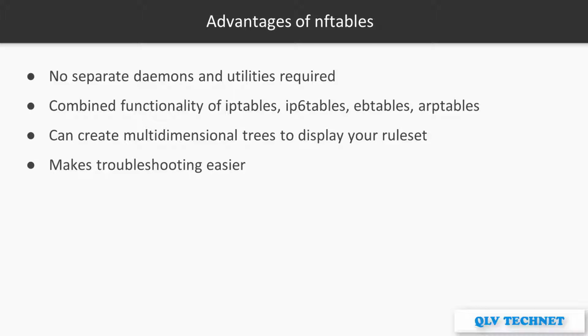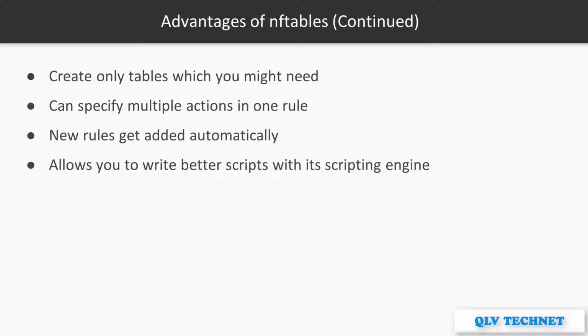rules. With IP tables, you have the filter, NAT, mangle, and security tables installed by default, whether or not you use each one. With nftables, you only create the tables that you intend to use, resulting in enhanced performance. Unlike IP tables, you can specify multiple actions in one rule, instead of having to create multiple rules for each action. Unlike IP tables, new rules get added atomically. nftables has its own built-in scripting engine, allowing you to write scripts that are more efficient and more human-readable. If you already have lots of IP tables scripts that you still need to use, you can install a set of utilities that will help you convert them to nftables format.